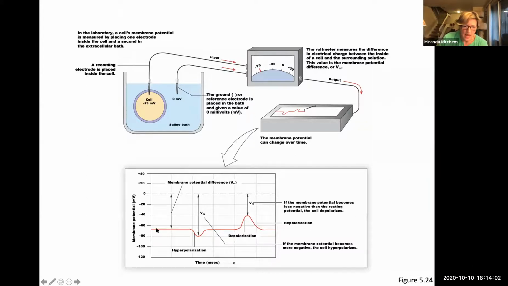It begins at -70, which is the resting membrane potential, and it goes along for a period of time until the voltage drops. It becomes more negative, so it is hyperpolarizing. Polar refers to a spectrum, so hyper means it's moving away from where it was. And then it recovers. This period of recovery is called a repolarization. And then it moves along. Then we get to the depolarization where the membrane potential increases. And then it repolarizes again.